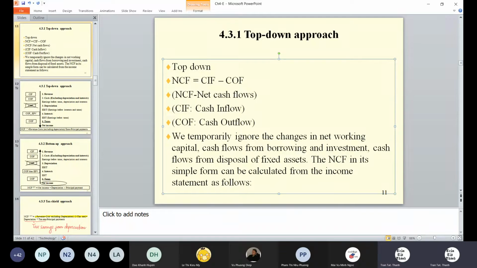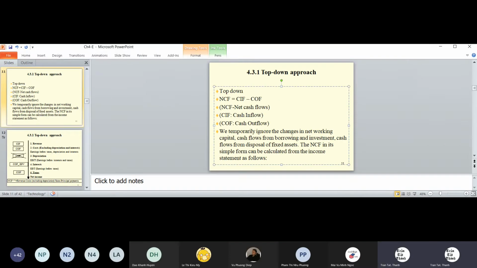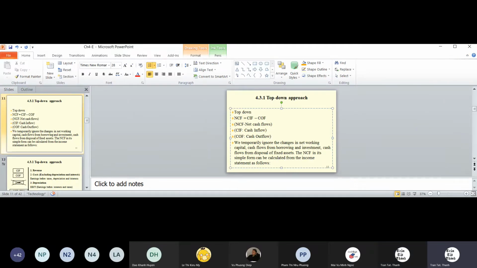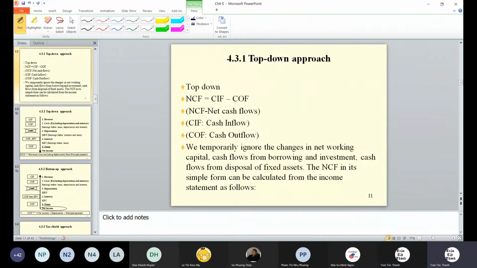So here, let me show you. You should remember that in that case, in fact, we temporarily ignore something here. Remember that word, we temporarily ignore the change in net working capital. So that's the thing that we should remember, that in that case, it is not the real cash flow, but we temporarily ignore the change in net working capital.